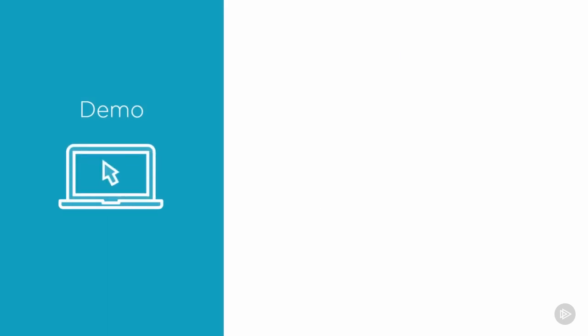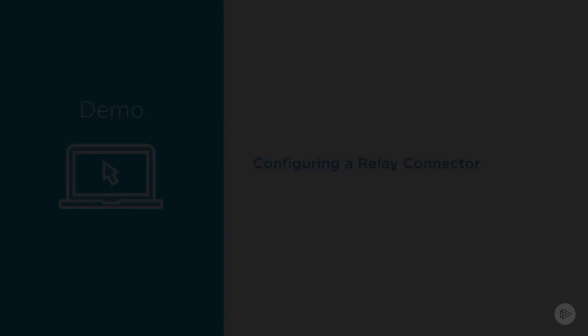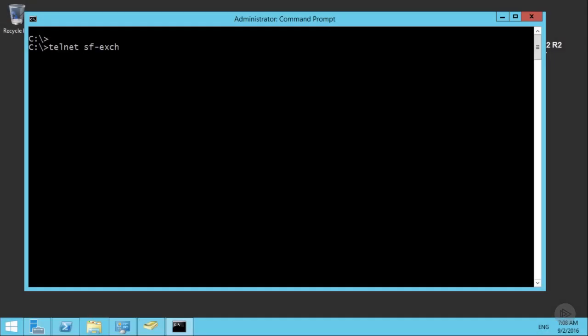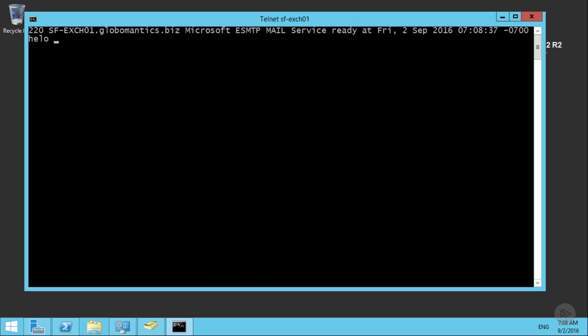So on to the demo. Globomantics has a monitoring software running on the San Francisco domain controller that needs to send email alerts to an external address. So we're going to have a look at configuring a relay connector. Let's start on the San Francisco domain controller.